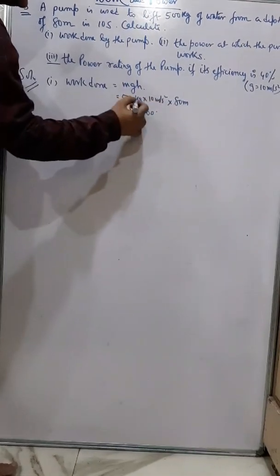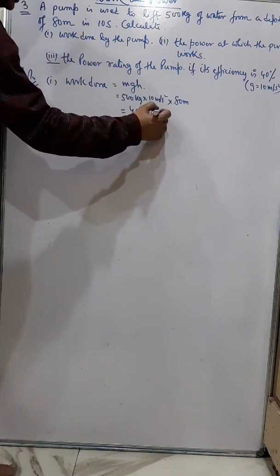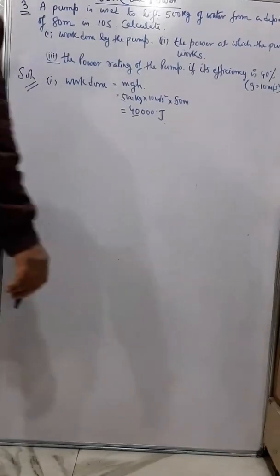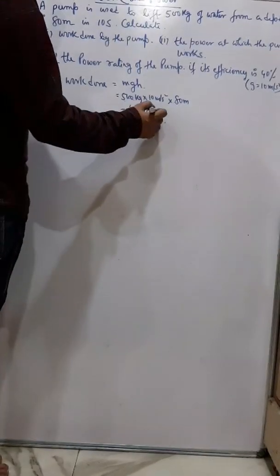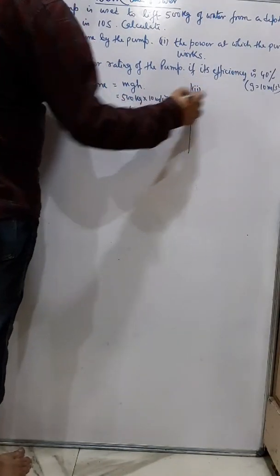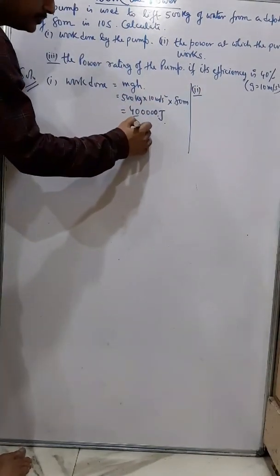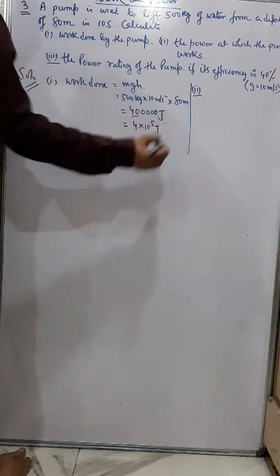Now this means we got, so that is the work done. Okay. So I got 8 into 1 into 40 and 1, 2, 3, I think one more zero. So this is number 2, power. So you can also write this in this way, 4 into 10 to the power 5 joule.